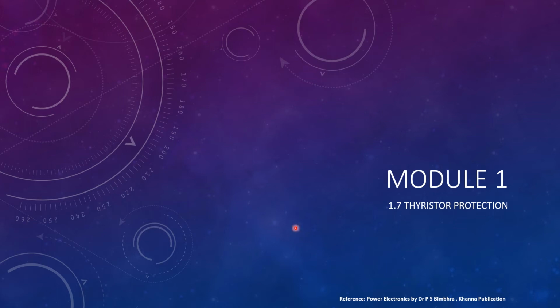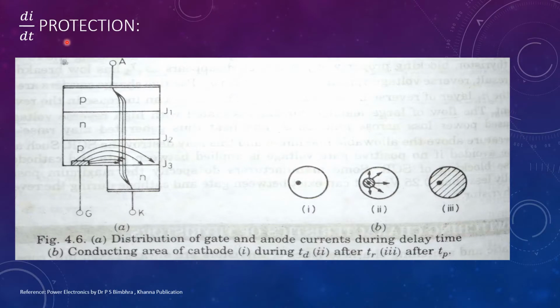Hello class. In this lecture, we will learn different methods of protecting a thyristor. The first type of protection that a thyristor needs against is the high rate of change of current, that is high di by dt.